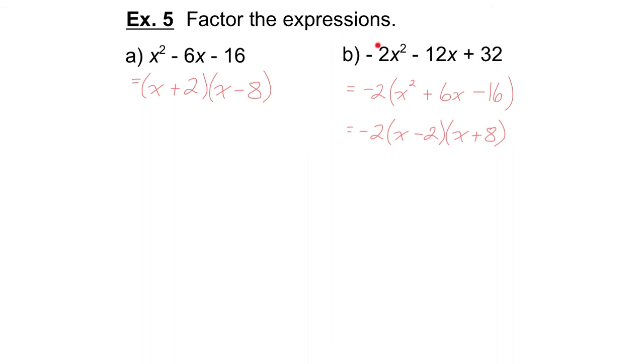Okay, so let's start from the beginning here. The greatest common factor is minus 2. The rest is this. It factors into x minus 2 times x plus 8. So this whole expression that we started with, we can break it down into three factors. Minus 2 times x minus 2 times x plus 8.